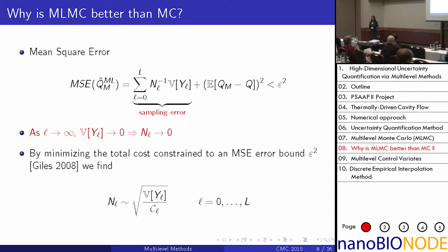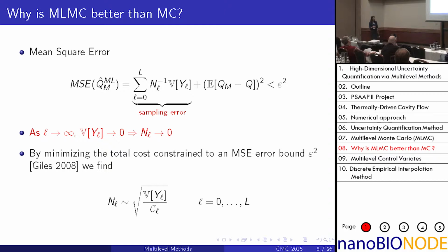This is really good because, as you all know, finer grids cost a lot more than coarser grids, so we won't have to do as many solves on the fine grid, and the bulk of our processes will be on the coarse grid. We can actually minimize the cost, constrained to our mean square error bound, and determine that the number of samples we'll need on each level goes like the square root of the variance of our correction term Y sub l divided by the cost. The variance goes to 0 and the cost increases as we go to finer meshes, so this number gets really small as we go to finer meshes.